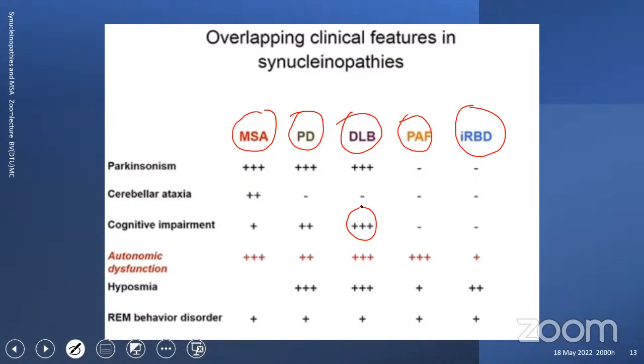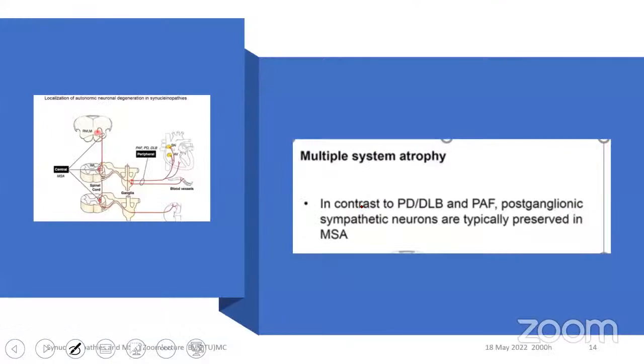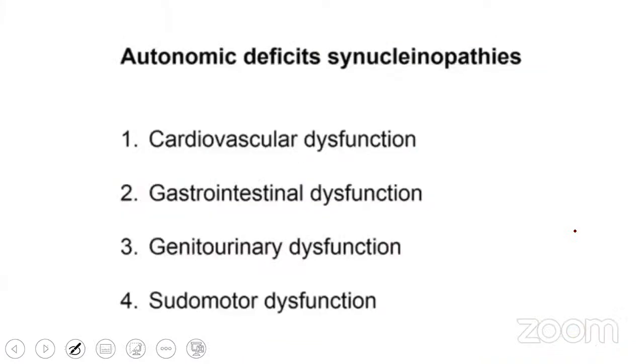So the important thing is now, as we see in Parkinson's disease, there are prodromal features that can manifest in any individual who may later develop MSA. So most of these are called prodromal features, which we will come to in subsequent slides. So multiple system atrophy, as I said, in contrast to Parkinson's disease and DLB and autonomic failure, post-ganglionic sympathetic neurons are typically preserved in MSA. You can see they're all intact in MSA, and the heart things are also intact. So MIBG scan is normal in this.